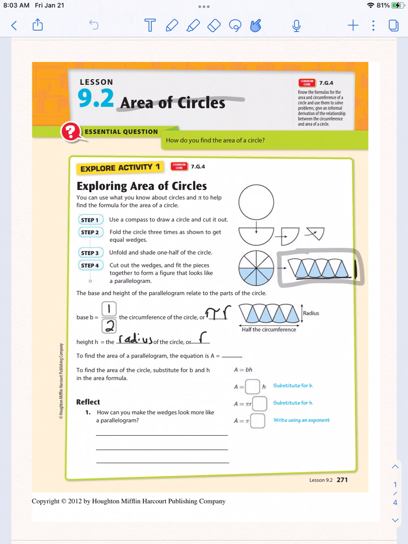To find the area of a parallelogram, we know the equation is area equals base times height. So if we're finding the area of a circle, we can substitute pi r for base and r for height. So the area of a circle is going to be pi r squared.